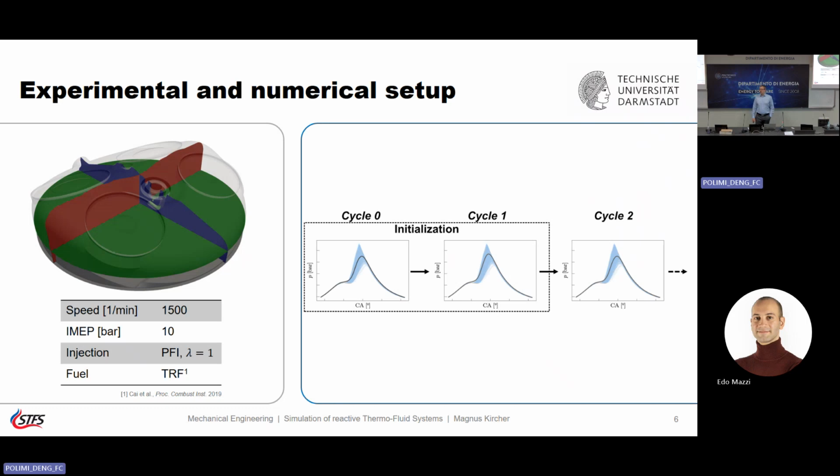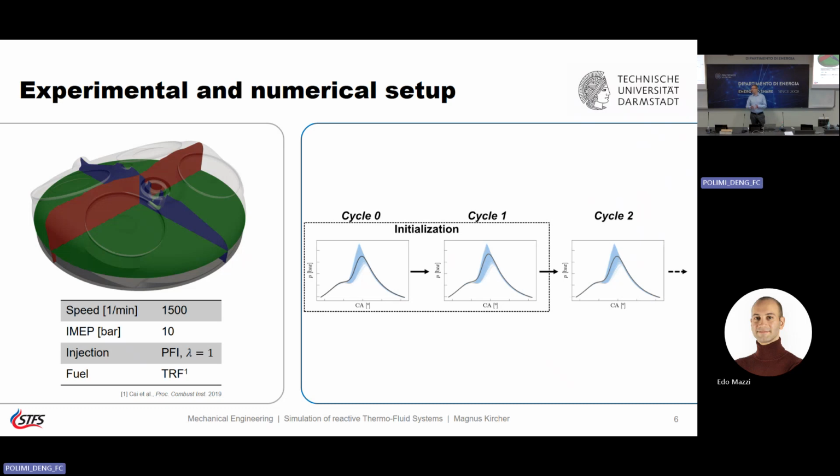From the numerical setup, we're doing multi-cycle LES. And then, of course, we need to think about how to design this multi-cycle LES. So in the end, we're starting at exhaust valve. In the exhaust phase, we run a first combustion simulation, use this as the input for a second combustion cycle with a full gas exchange. And then after that, the initialization is completed.